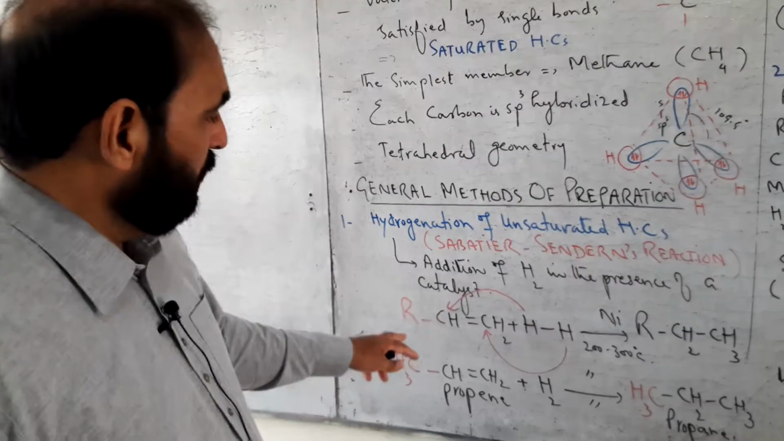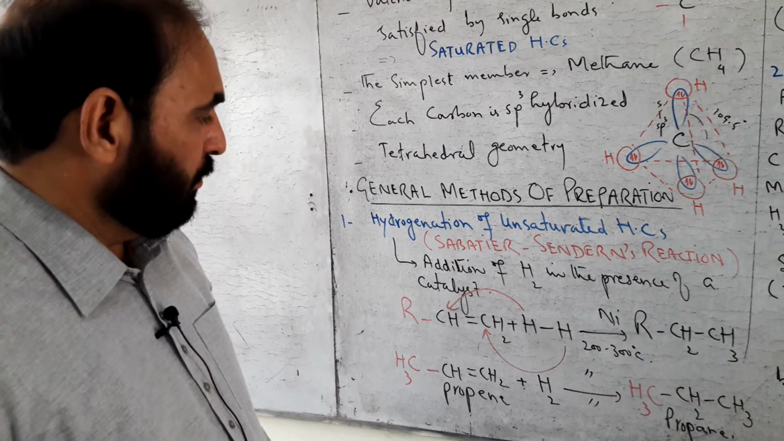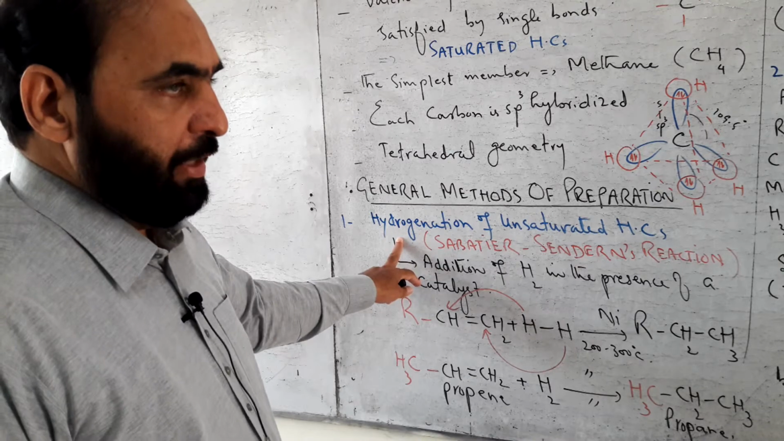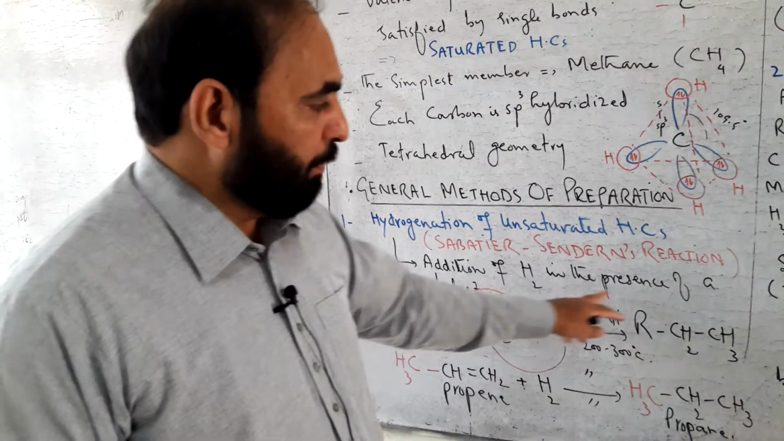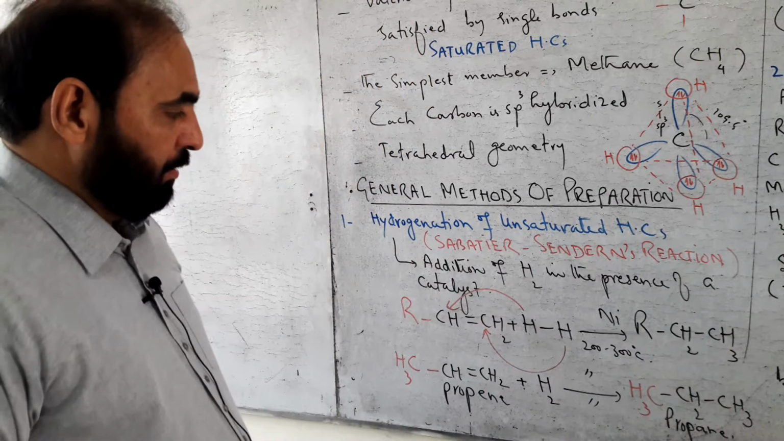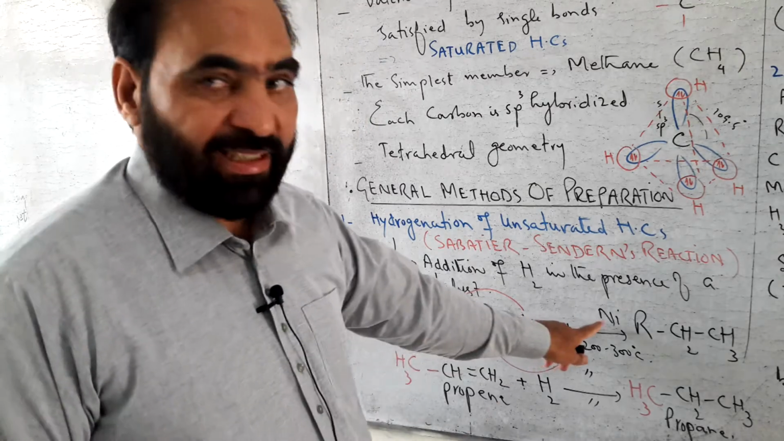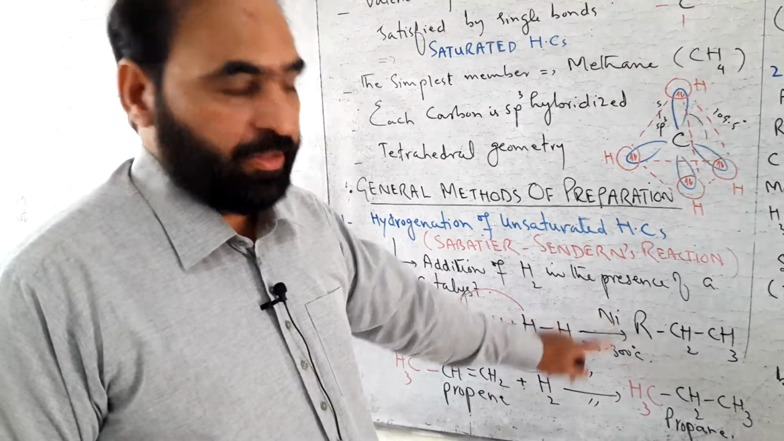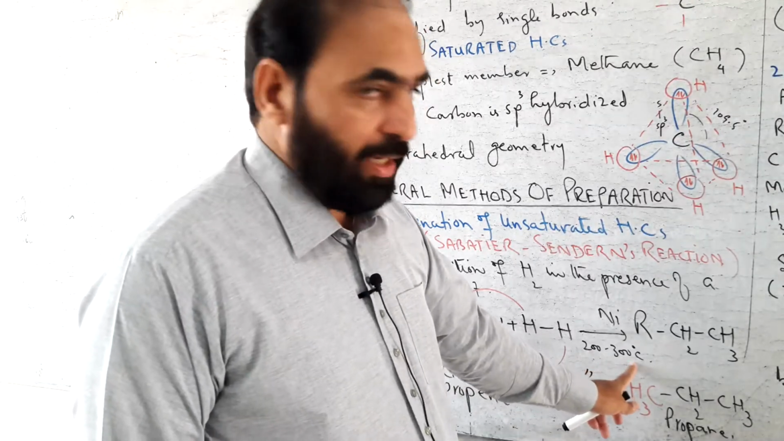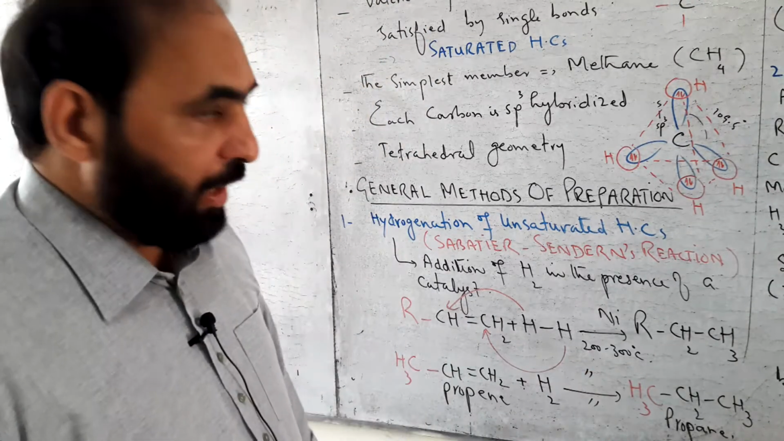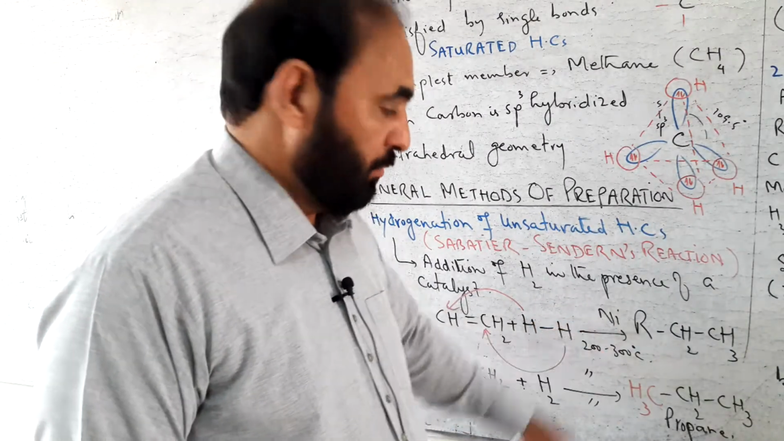So when we define hydrogenation, we define it in a way that it is addition of hydrogen in the presence of a catalyst. Usually the catalyst used for hydrogenation is nickel, which is heated at a temperature of 200 to 300 degrees centigrade. The conditions applied for the reaction are shown on the arrow.